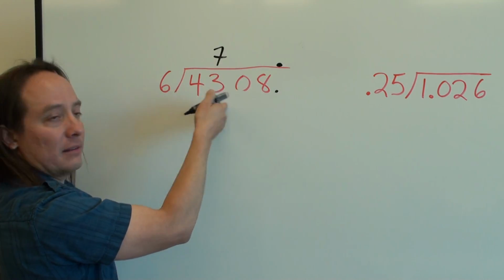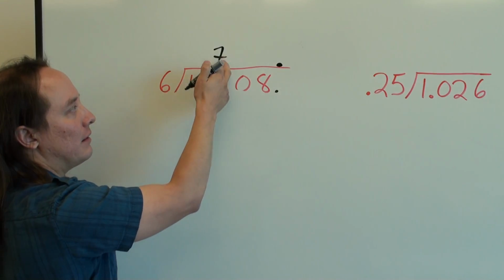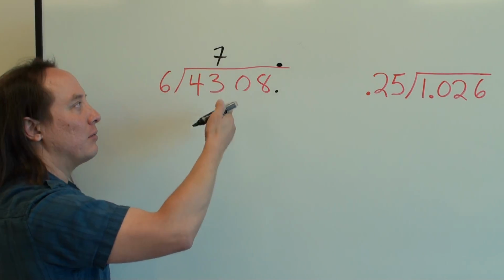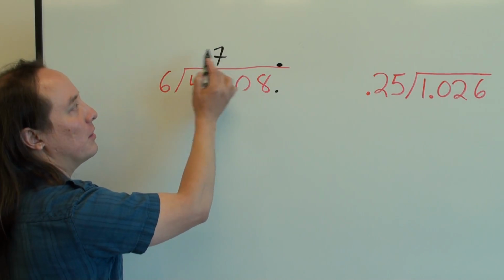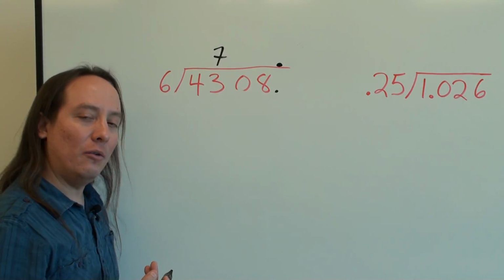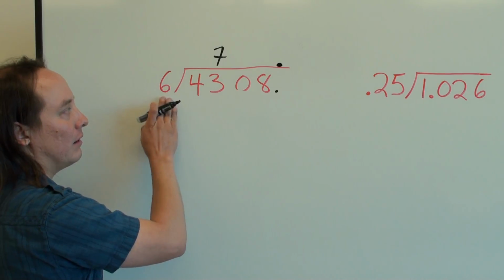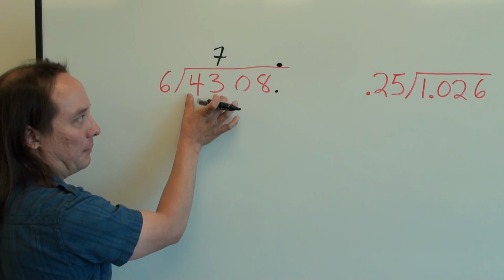So I'm saying that it's 43, not just 4. So that's a very key point. That's what I use those columns for sometimes, right? Just to show that. Because some people might want to put the 7 over the 4. And it's not over the 4. It's over the 3, because 6 doesn't go into 4. It goes into 43. Okay.